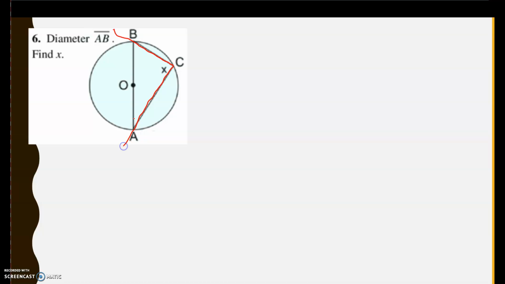If I open it up, that means my vertex is on the circle, which means it is an inscribed angle. And I know with an inscribed angle, it's going to be half of the arc that it makes. So it makes this arc here, which we know is the semicircle, and that's 180 degrees. So your angle x is going to be half of that, which means you're going to get 90.